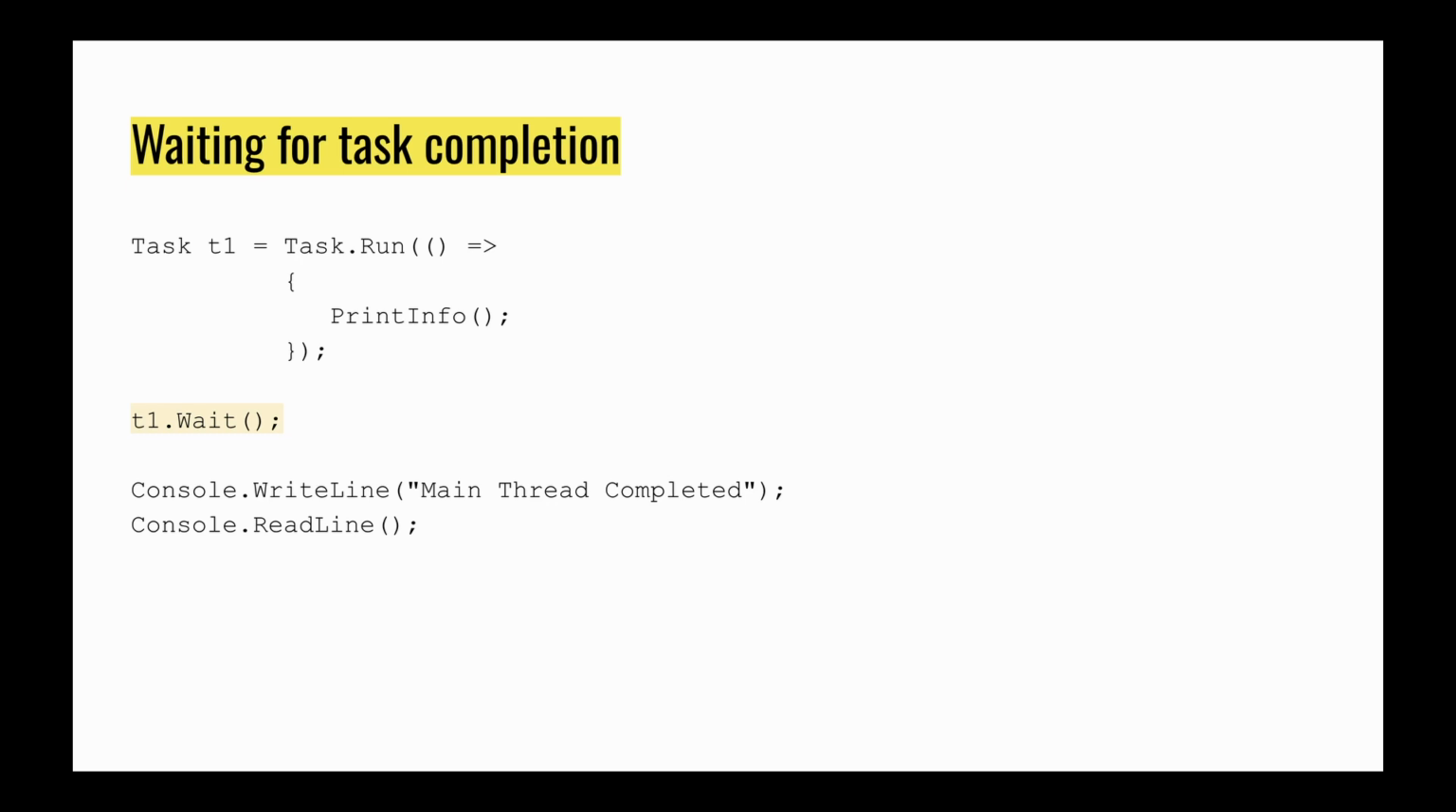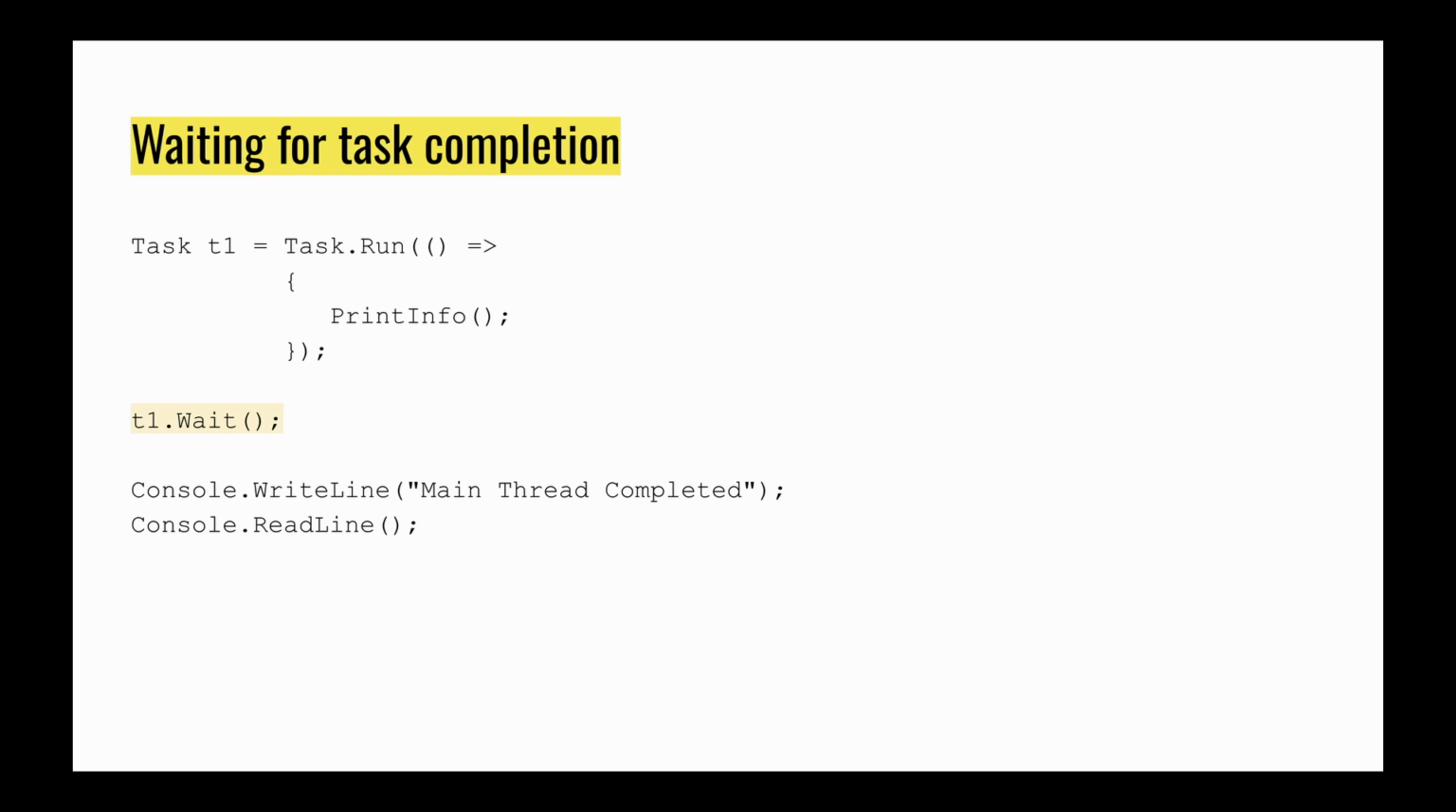A child thread can continue its execution until it completes its task even after the parent thread has finished executing. If we want to force the execution of the main thread to wait until other tasks have finished executing, we can achieve this using the Task.Wait method. The Wait method will block other executions until the assigned task completes its execution.